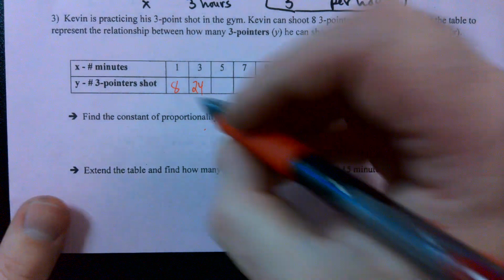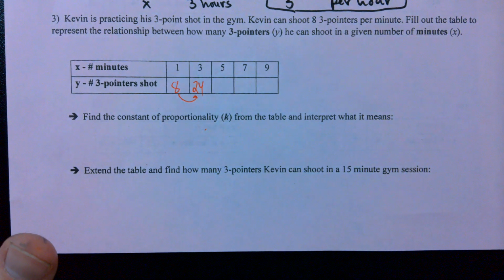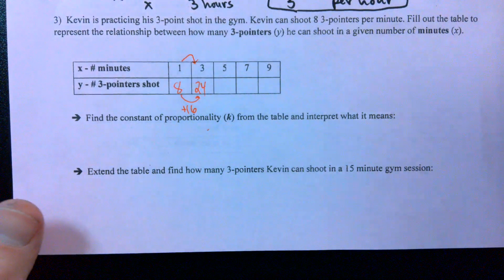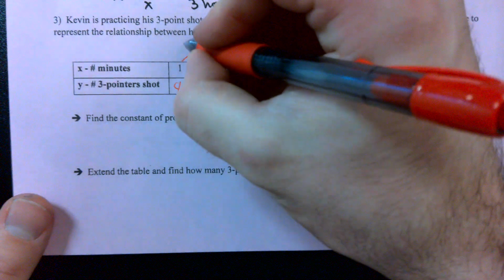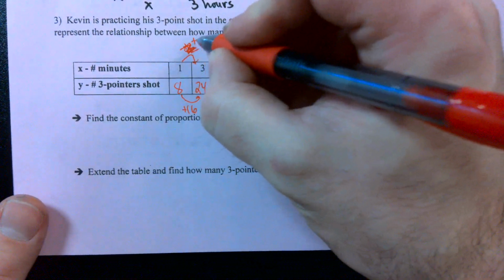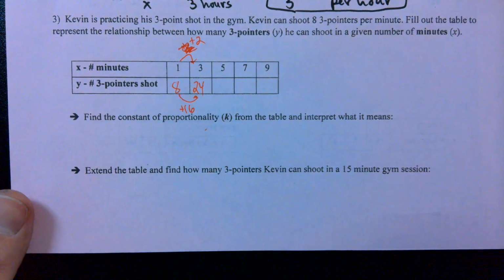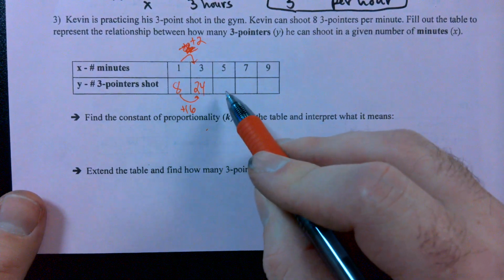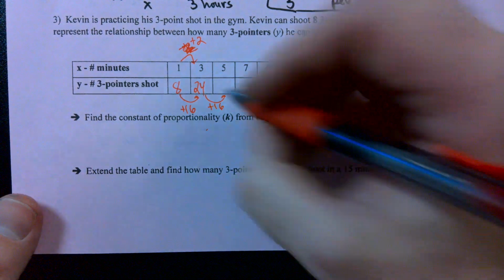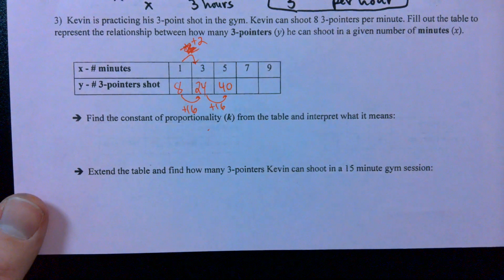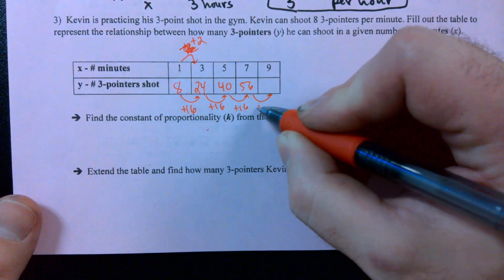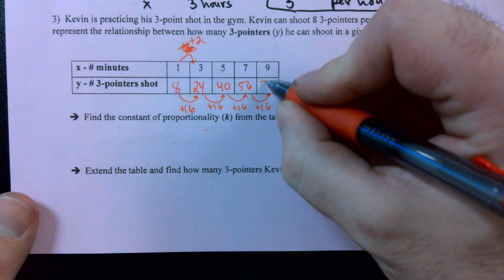How do I get from 8 to 24? What did I add to 8 to give me 24? We added 16. How did I get from 1 to 3 on the top? By adding 2. That's pretty ugly. I'm going to write that again. Plus 2. All right? So if I continue this pattern, I add 16 again. What is 24 plus 16? 40. Right? If I add 16 again, what do I get? 56. If I add 16 again, what do I get? 72.